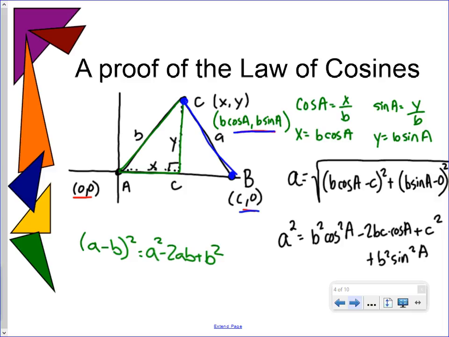Now, I'm going to do some rearranging of these terms. Two terms I'm going to rearrange real quick are these terms with the b squareds, because they're really like terms. They can be added together. If I were adding b squared terms together, I would just add their coefficients. So I do cosine squared A plus sine squared A, and then that's getting multiplied by b squared.